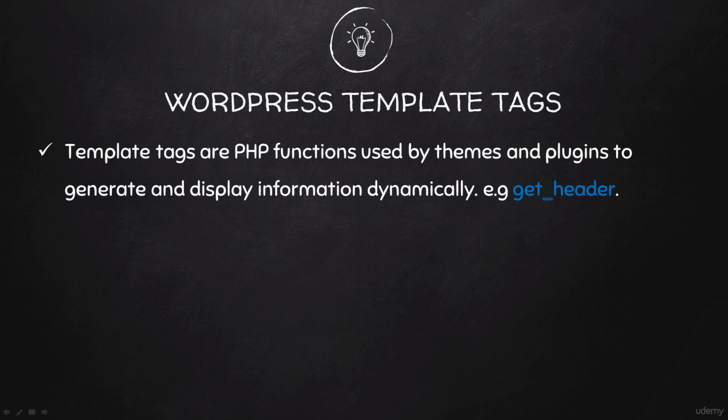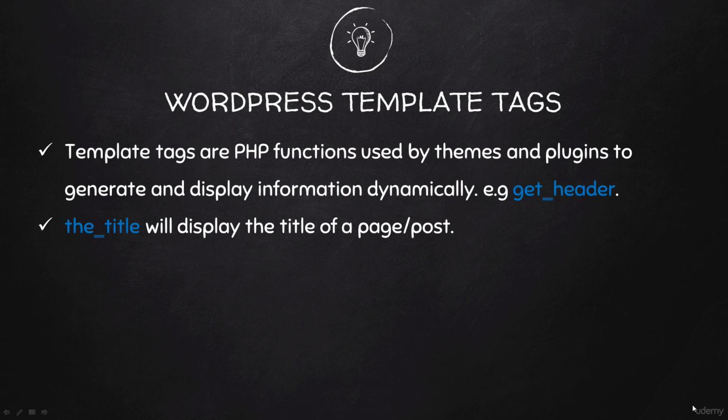WordPress template tags are essentially PHP functions used by themes and plugins to generate and display information dynamically. And of course, we've already seen an example, such as the get_header template tag, which pulls in the header.php file that contains all the information we have in the header section of our website. Another example of such a template tag would be the_title, which will display the title of a page or a post.